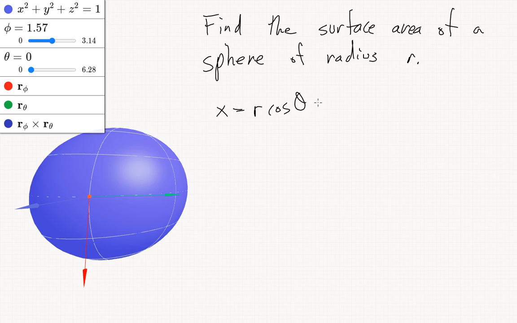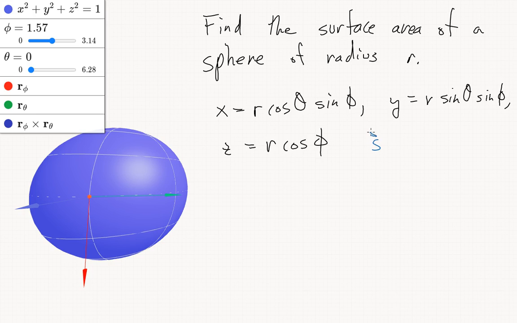x equals r cos theta sine phi, except I'm using r for the radius instead of rho. And also now r is a constant. y is r sine theta sine phi, and z is r cos phi. And again, I'll call this S of phi, theta to avoid confusing it with the radius r.